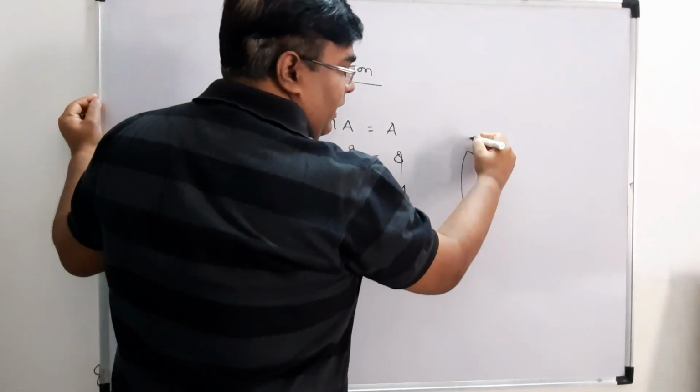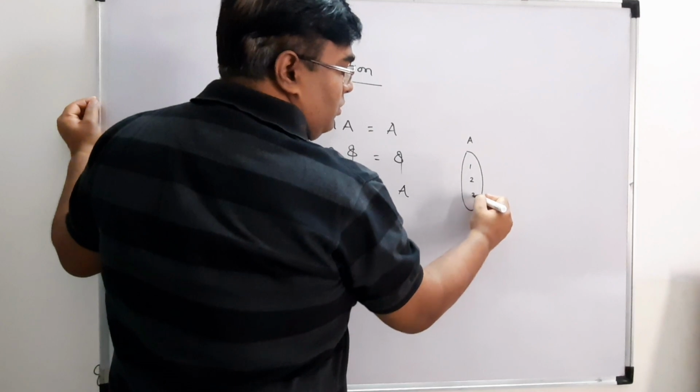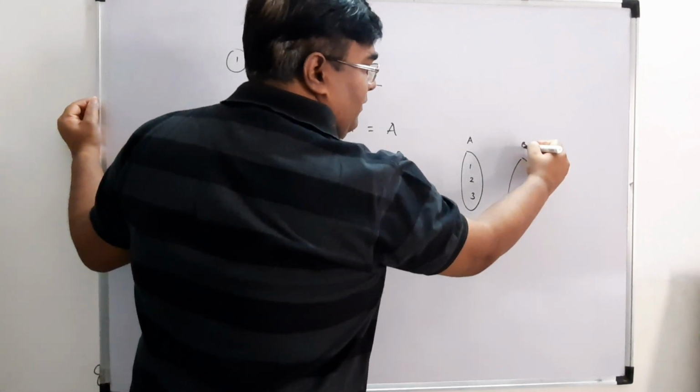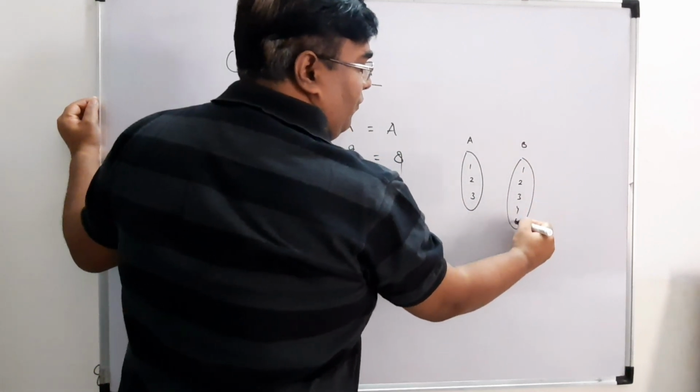Suppose I have set A, which is {1, 2, 3}, and I have B, which is {1, 2, 3, 4, 5}.